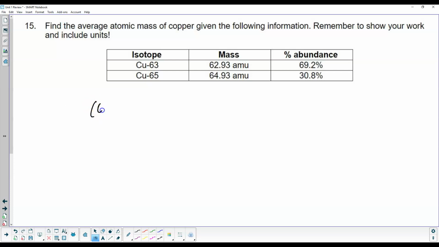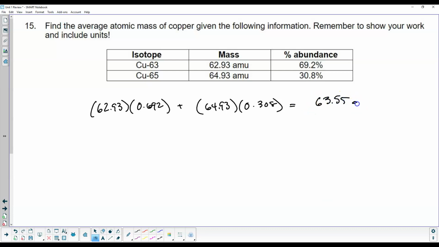So to set this one up, 62.93 times its percent, which is going to be 0.692. And then we have 64.93 times its percent, which is going to be 0.308. Multiply and then sum, and you're going to get 63.55, and then label it AMU, atomic mass units. Okay? And look, that answer makes sense because it's between our range, right? And it's closer to the one that is more abundant. I mean, 70% of them are this, so it's going to be closer to 63. So, looks good.